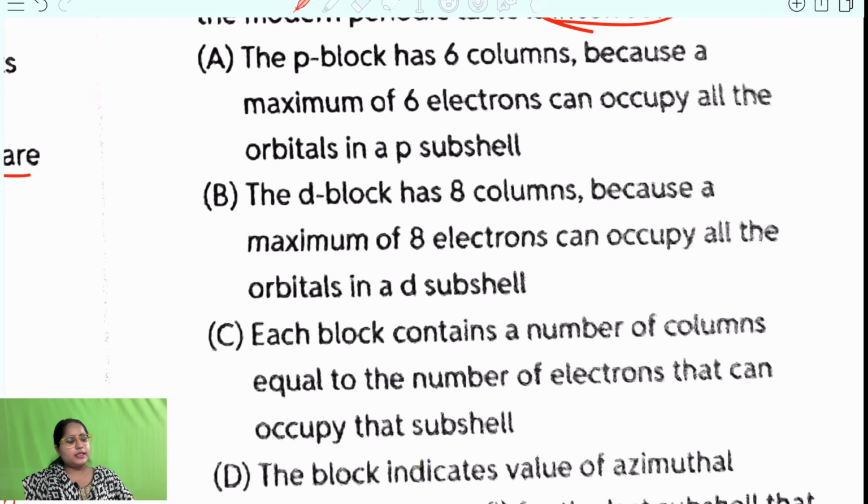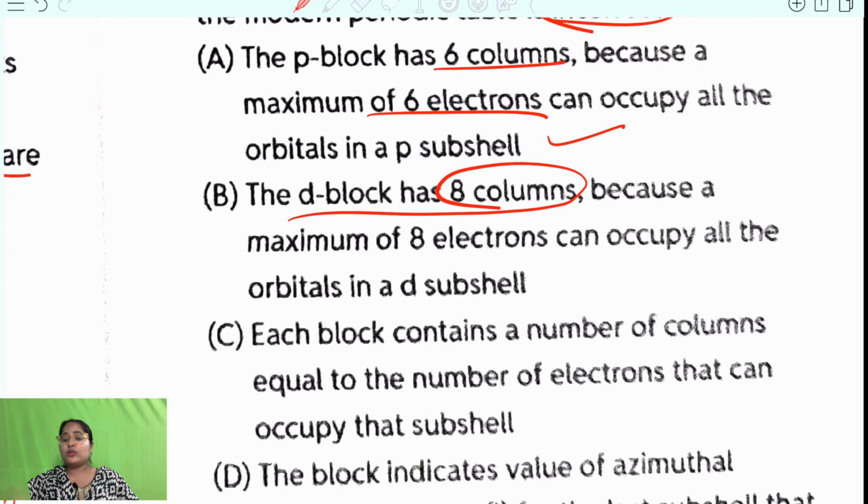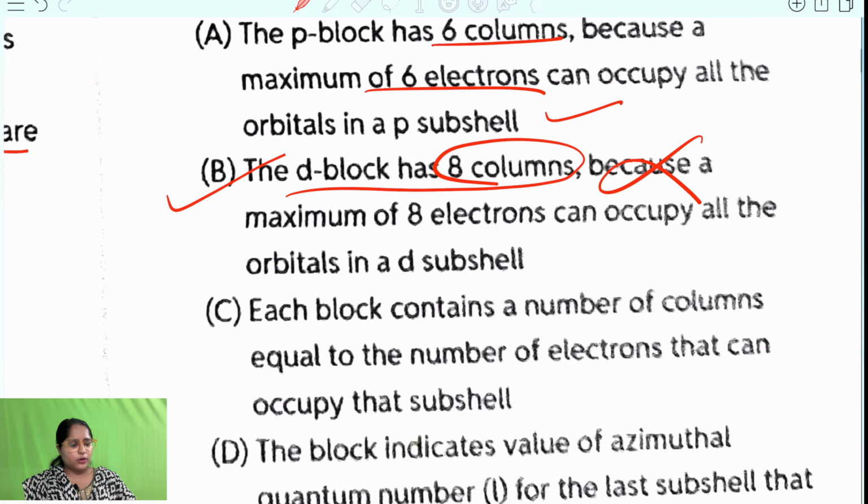The P block has 6 columns. In the P block, how many electrons can you fill at maximum? 6. So how many columns? 6 columns, because the reason is also correct: a maximum of 6 electrons can occupy it. So this is correct. D block has a maximum of 8 columns. In the D block, a total of 10 columns are there, because in the D block we can fill a maximum of 10 electrons. So B is the wrong option.